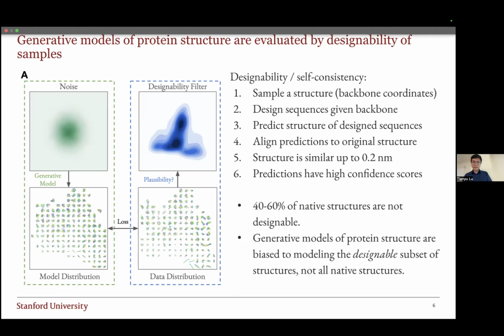So the conclusion of this is that generative models of protein structures are biased towards modeling the designable subset of structures and not all native structures. This might be a good thing if the goal is actually to design this hyperstable distribution of proteins, which are very stable, thermostable, and have high expression, as we've seen with many of the de novo designs with ProteinMPNN. But the implication of not covering all native structures is that there may be functionalities inherently present in these flexible regions that are not being modeled by the generated model distribution.